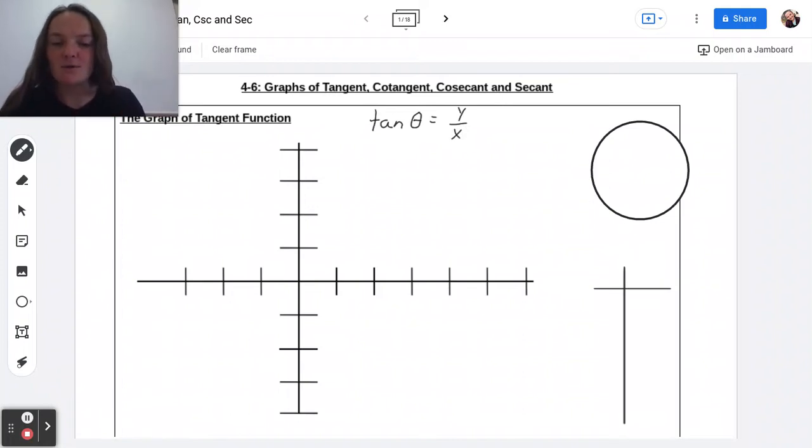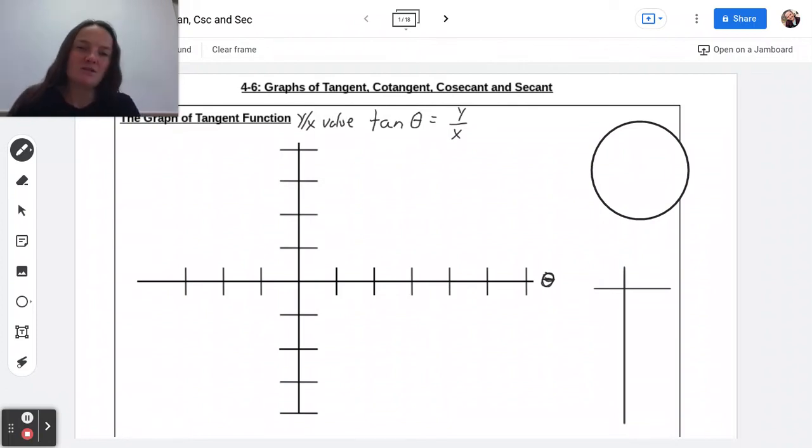A couple other things that I want to do first is that the x-axis, just like in sine and cosine, is going to represent theta, and the y-axis is actually going to represent the y over x value, which sounds crazy, but we'll get it soon. So the y over x value is the y-axis, theta is the x-axis. Let's go ahead and figure out what's going on here.